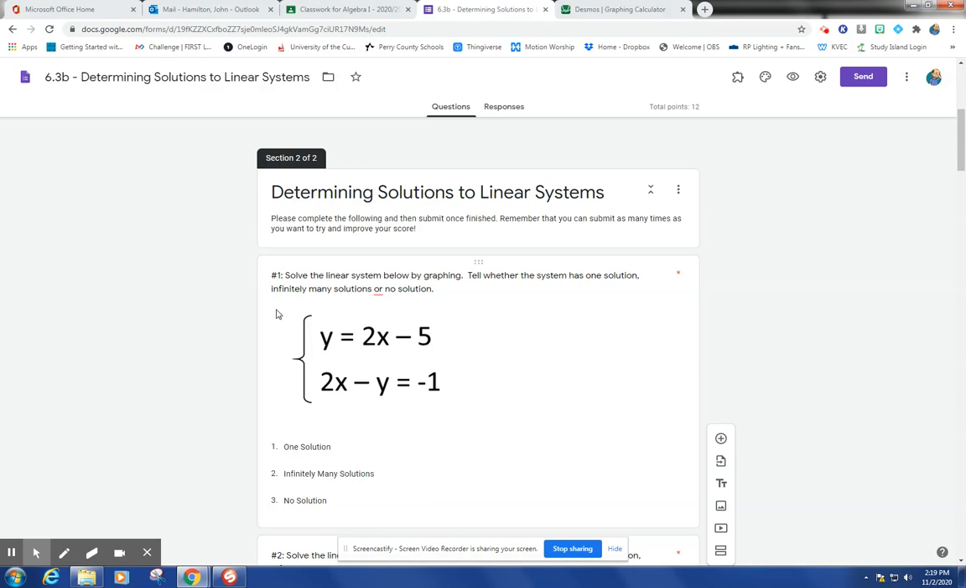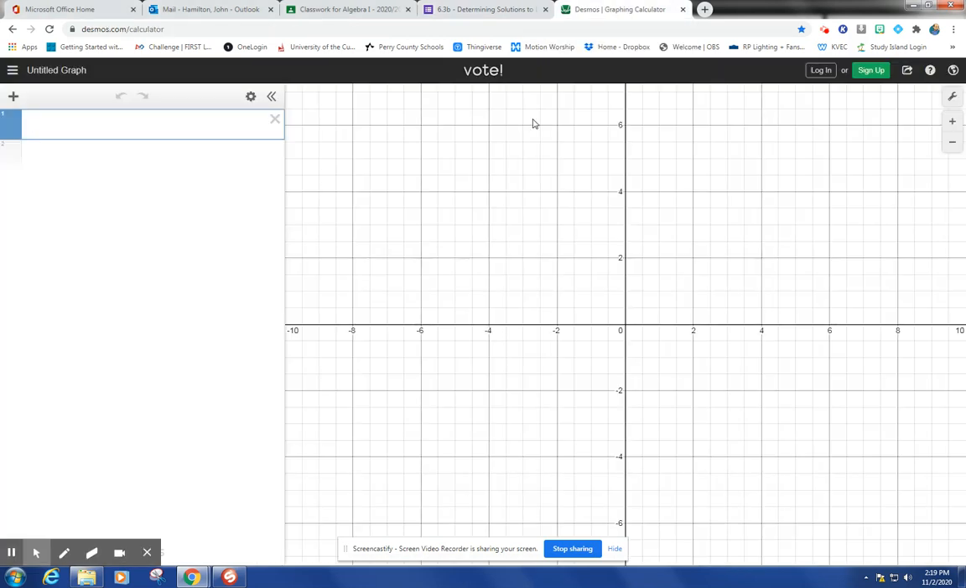And you notice on this first question, it says solve the linear system below by graphing. Tell whether the system has one solution, infinitely many solutions, or no solutions. So we're going to take these two equations right here, and we're going to graph those in Desmos with the Desmos graphing calculator. And I'll put a link to this in the assignment as well.